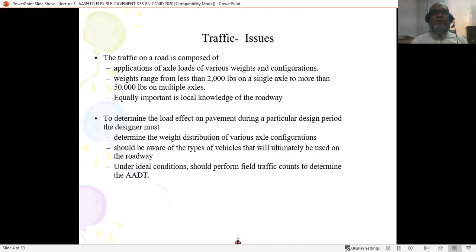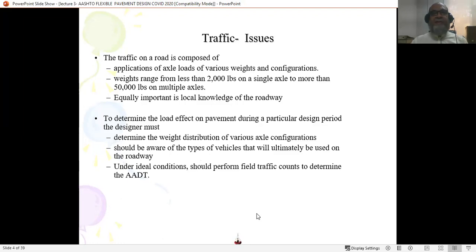The traffic on the road is composed of application of axle loads of various weights and configuration. The weight ranges from less than 2,000 pounds on a single axle to more than 50,000 pounds on multiple axles. Equally important is the local knowledge of the roadway, as you have seen in the previous slide.